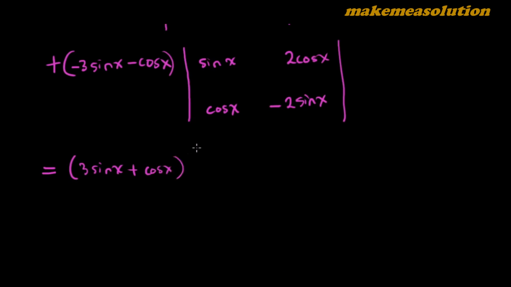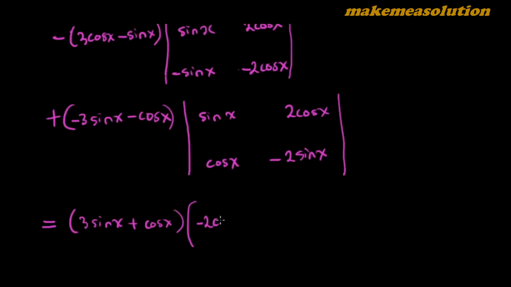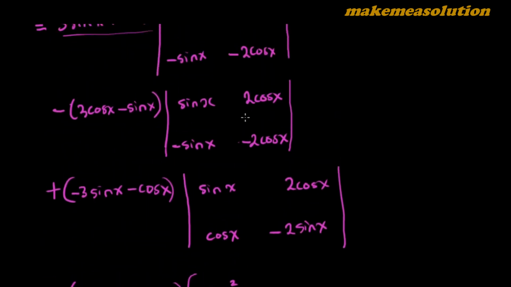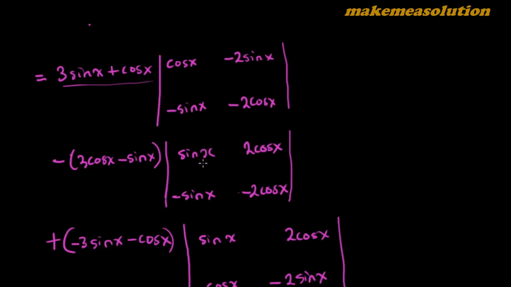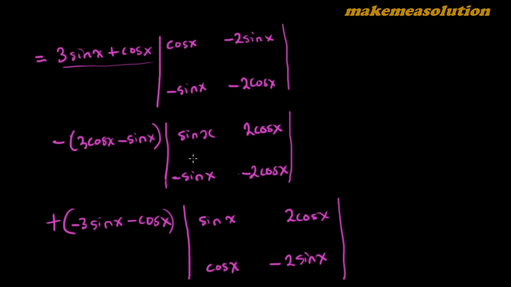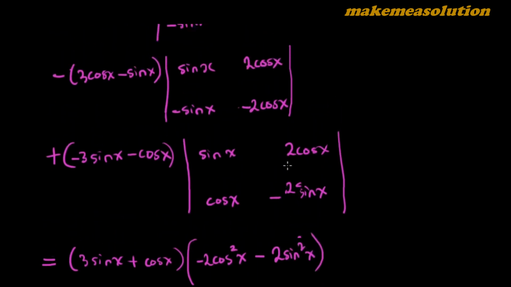When I expand, cos x times minus 2 cos x gives me minus 2 cos squared x. Then negative 2 sin x times negative sin x still gives me 2 sin squared x. So this is minus 2 sin squared x. Please take note of that.